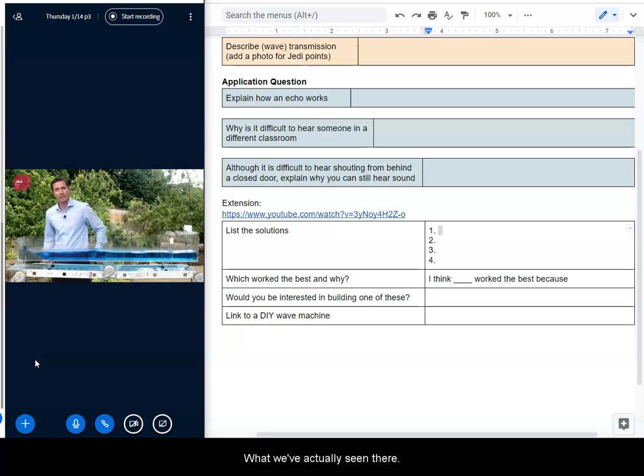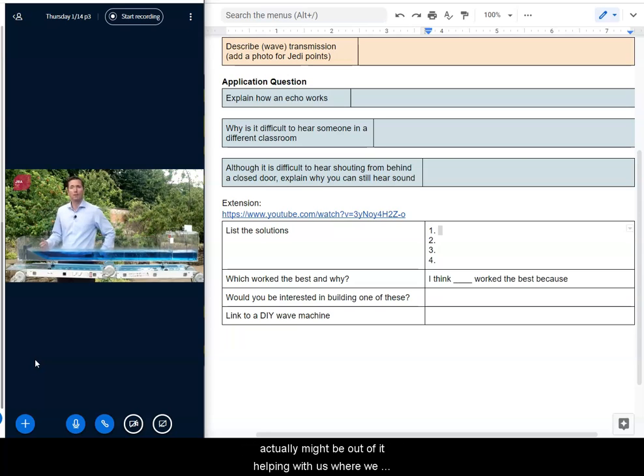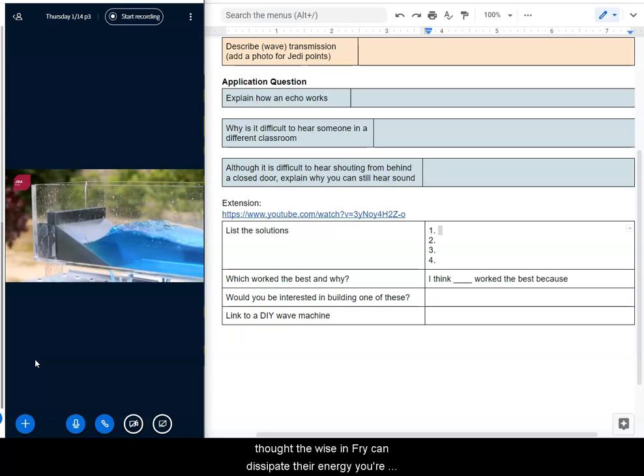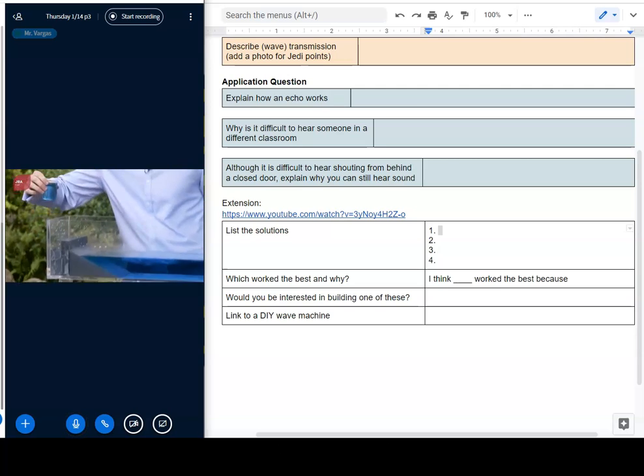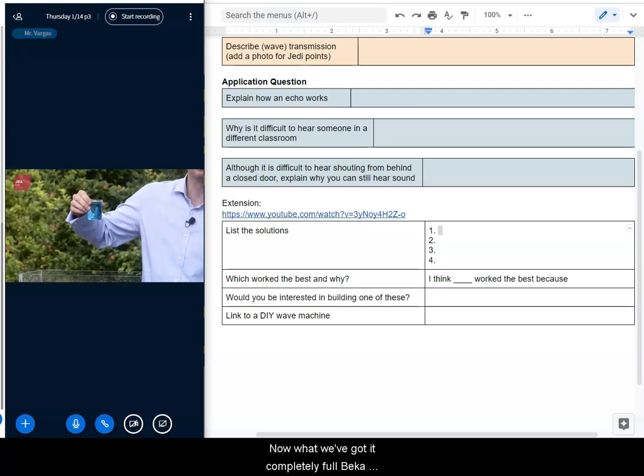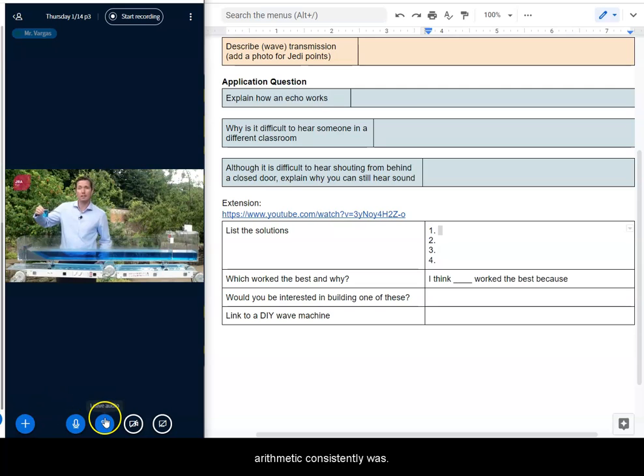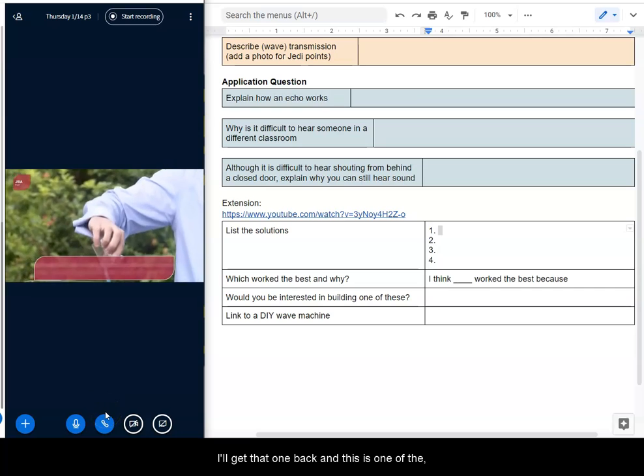And what we've actually seen there is by putting the slope in front of the structure, we've actually made the overtopping worse. Where we thought the waves would break and dissipate their energy, they're actually hitting the structure, breaking right on it, and using it as a ramp to get over the defence itself. Now we'll just see how much water we've got. Now what we've got is a completely full beaker, so we've made it considerably worse. Now we'll get that one back.